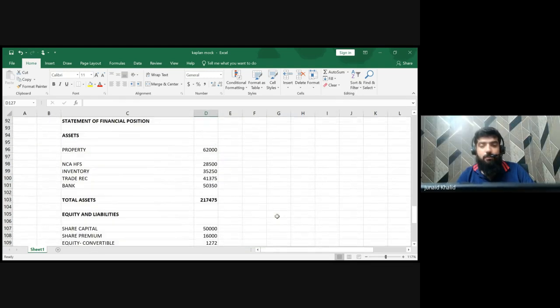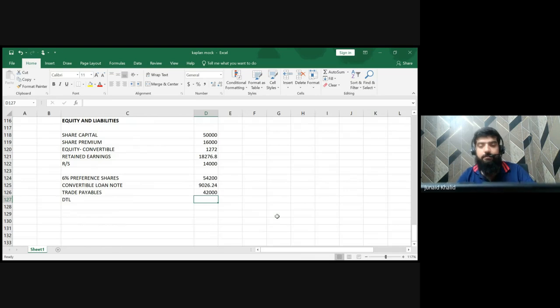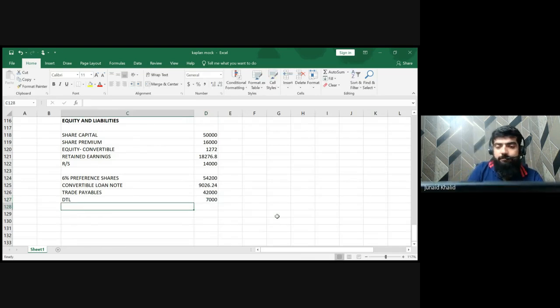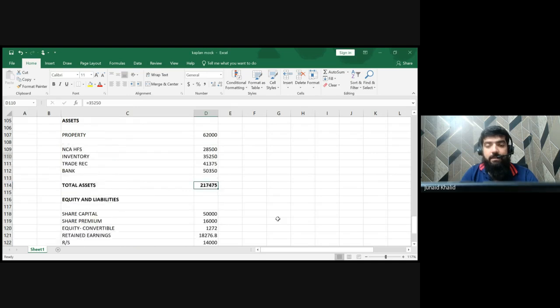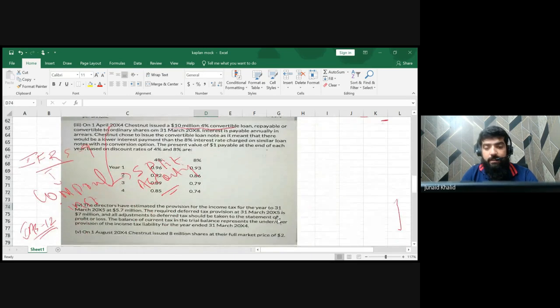It's the deferred tax closing balance. That is 7,000. Are you getting the point? There will be another liability that is known as what? Income tax payable. Always remember, two liabilities will be recorded. Number one, the income tax payable, and the second one is the deferred tax liability. The income tax payable is basically the current tax for the year.